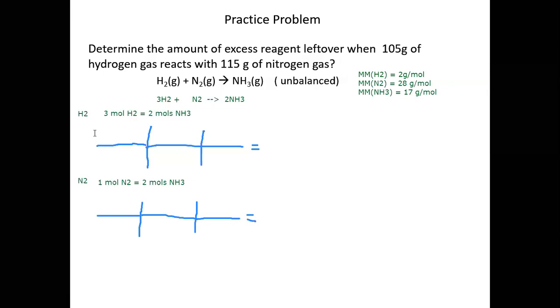So we'll start with H2. We have 105 grams. I'm going to convert that to moles. And then we can convert that to moles of ammonia.